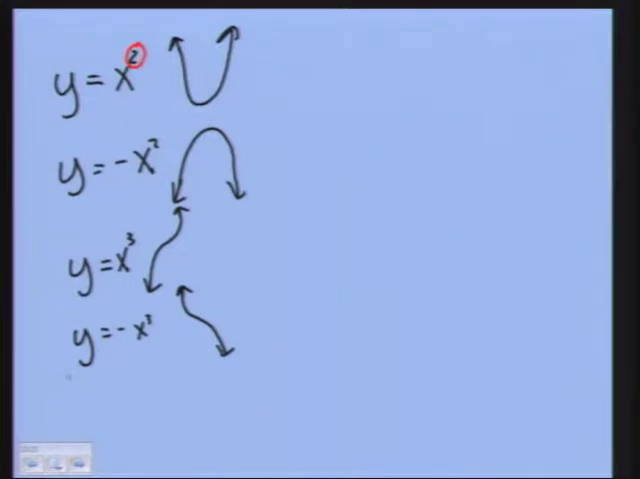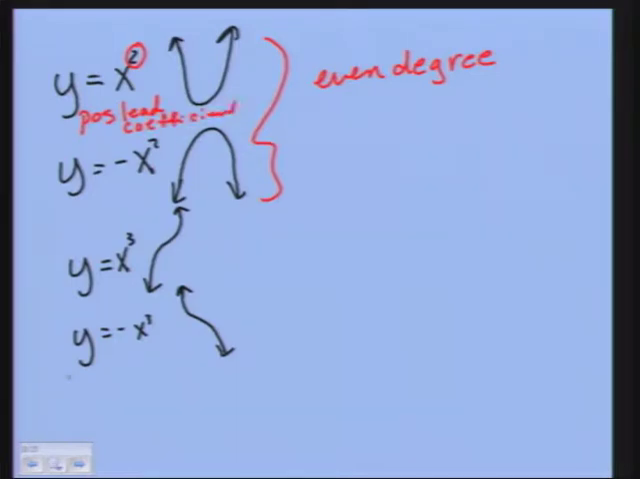Let's move it here. For both of these, we have an even degree, and both ends do the same thing with a positive lead coefficient. Both ends go up with a negative lead coefficient. Both ends turn down. Now notice right here that we are dealing with odd degree, y to the third.